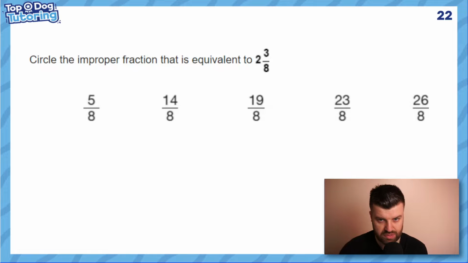Okay, how about this then? We just talked about improper fractions. Circle the improper fraction that is equivalent to 2 wholes and 3/8. I'm going to let you have a go yourself. Whatever you think, go for it. I'll tell you about the tricks, and then I'll tell you how to work it out.